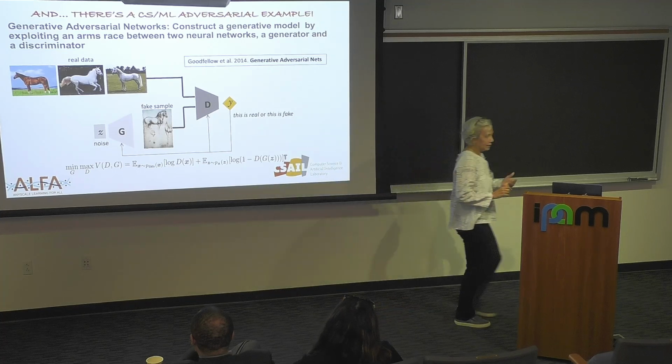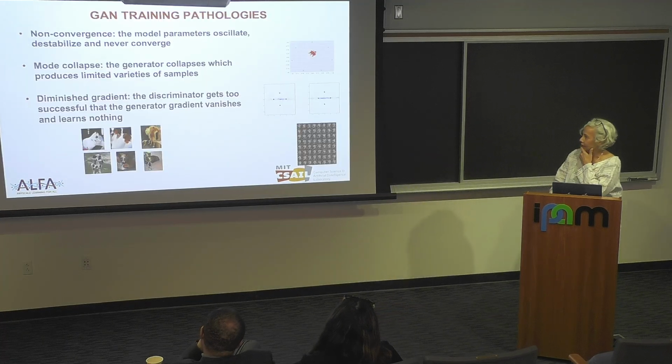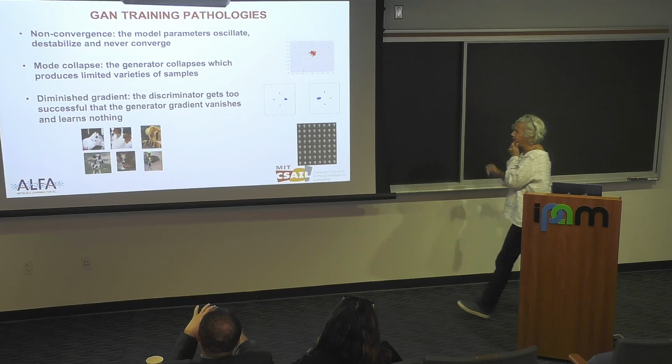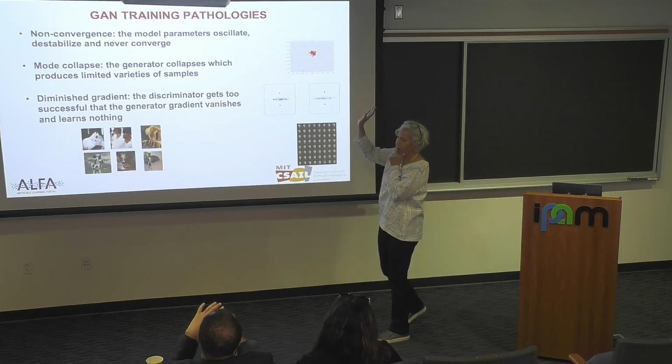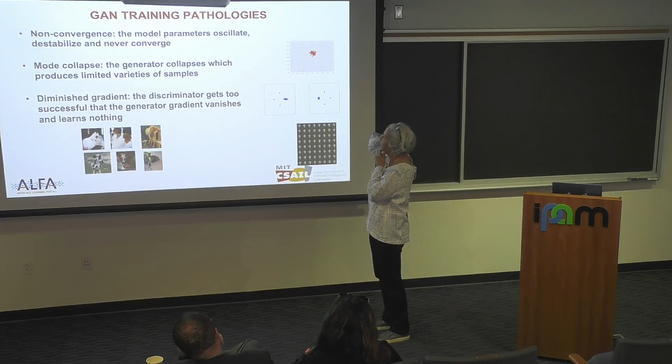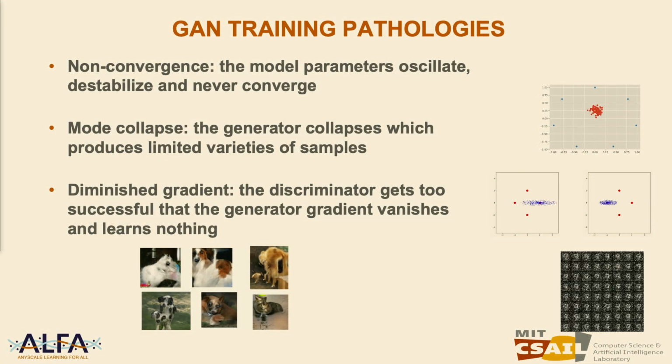But it turns out to be pretty problematic to train these. They can just not converge. The training may not converge because the parameters are oscillating and they destabilize. You may have several modes in that hidden distribution, and given the samples, the generator is only going to come up with some of the modes. And sometimes the discriminator is just so good that the generator doesn't have a gradient. So you meet people who love this paradigm and want to train generative models this way, but they just have a really hard time.